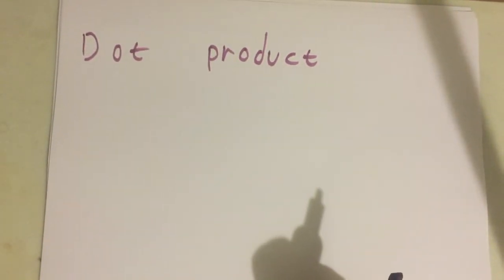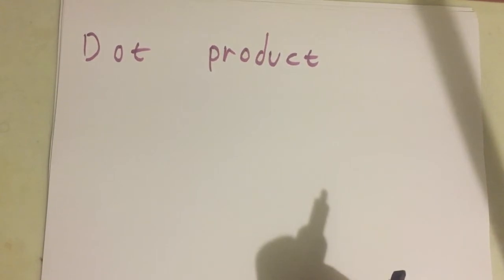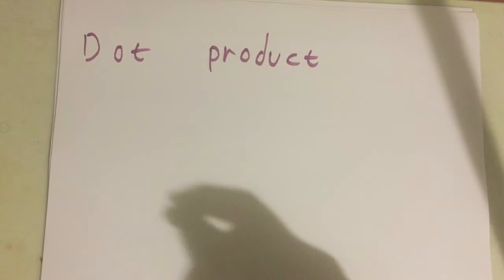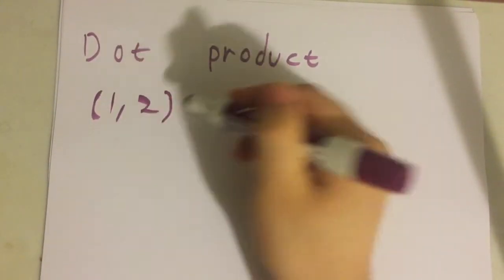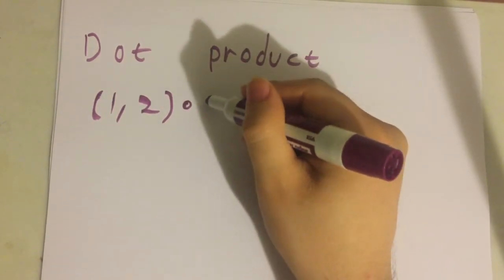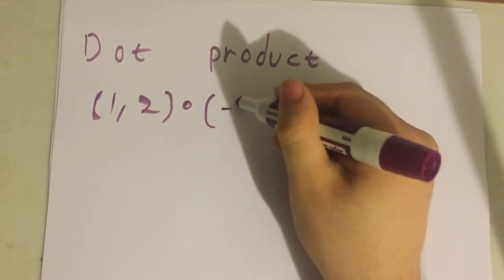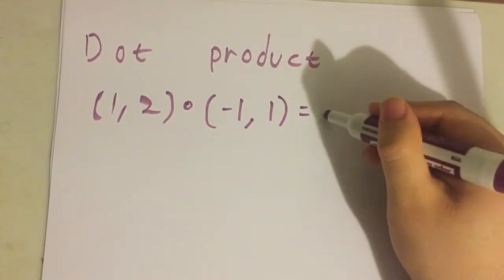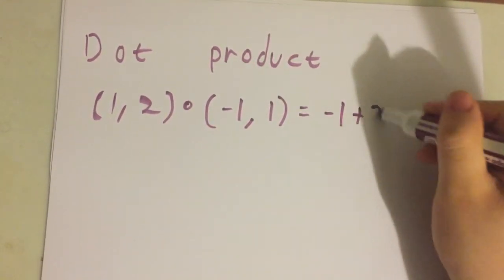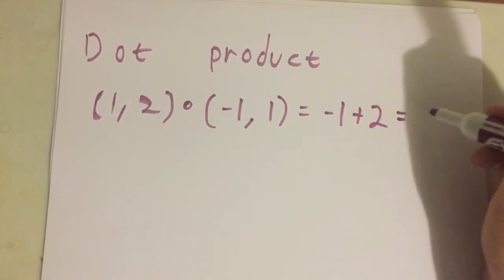So today I'm going to be talking about the dot product, but in a somewhat more general setting as well. But first, I'll do the familiar dot product, and I'll pick an example. So we have, let's say, the vector (1, 2) dot the vector (-1, 1). And so this will be equal to -1 plus 2 equals 1.